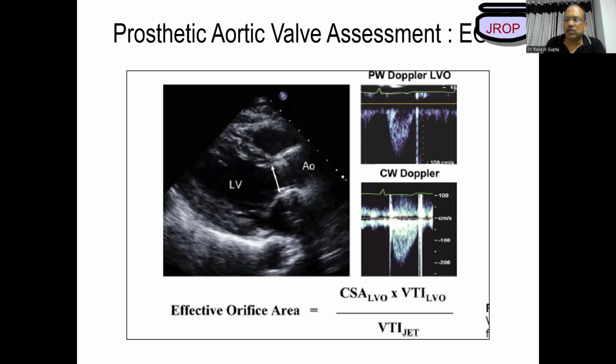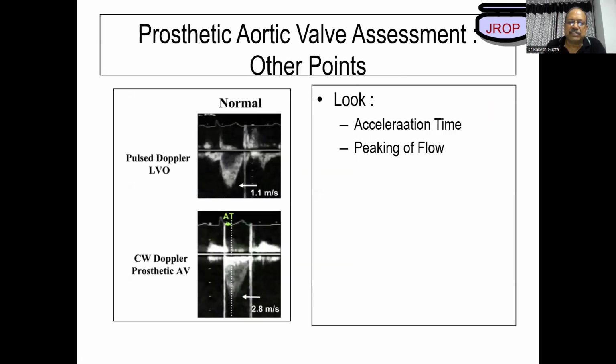23, 25, 27, whatever it is. So we have 2.3, 2.5, 2.7. And then you would take LVOT Doppler and continuous wave Doppler. Cross-section area of LVOT, that's valve dimensions, into VTI of LVOT divided by VTI of the continuous wave Doppler, gives you the effective orifice area. Nothing significant. It's the same thing as we were talking of aortic valve area. Here we talk of effective orifice area.